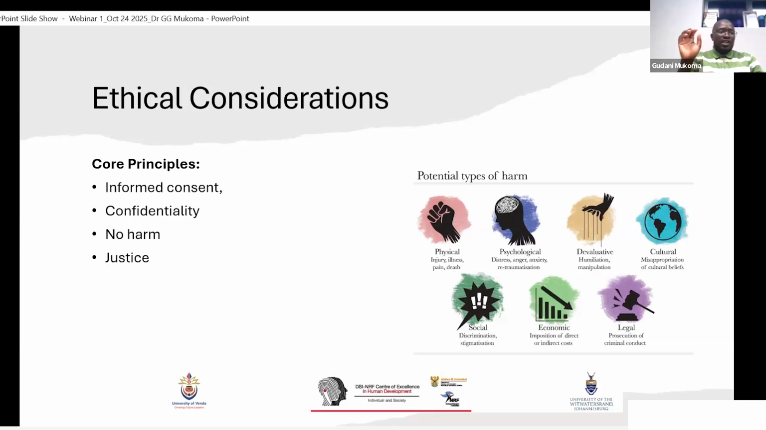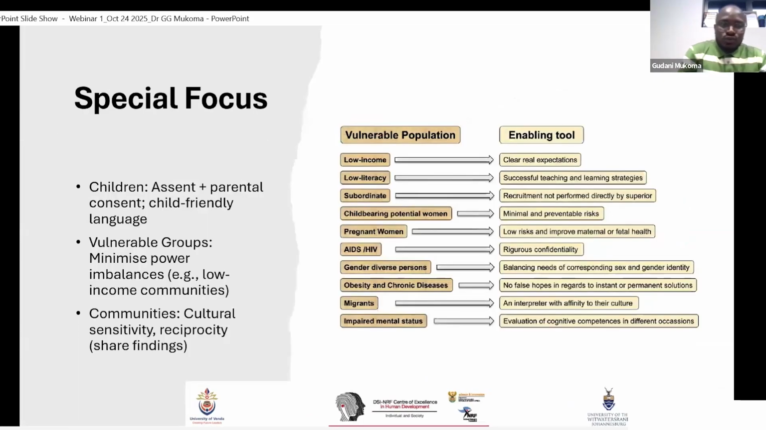So those are very key principles that I want you to remember, and you should always bear in mind when you are conducting your research. So I want you to also keep in mind when we talk about vulnerable populations, that they are very important to take note of, so that you are able to conduct your research in an ethical way. And the first population that I would like to talk about is children.